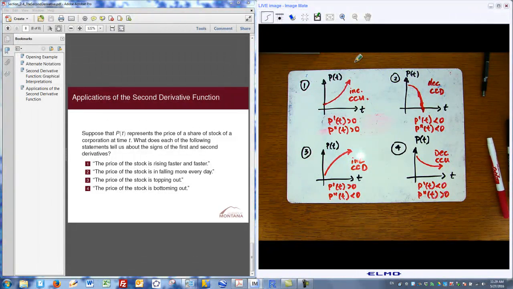Okay, well, I hope that this gives you some idea of what the second derivative is and what it tells us, and I look forward to hearing your questions, and let me know if you have them.